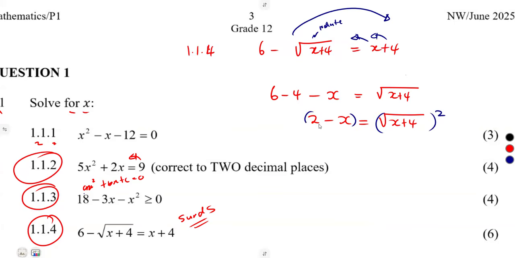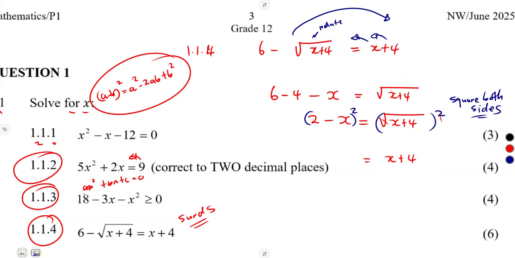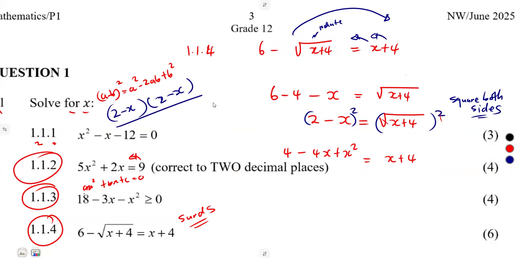squaring both sides. So we have to square both sides. All right, so this is the idea, which is going to give us x plus 4. Remember, this neutralizes, so that's x plus 4. And here you're going to square. Remember your a minus b squared. The square of a binomial is going to give us a squared minus 2ab plus b squared. So this was going to be 4 minus 4x plus x squared. Or simply expand the two brackets, 2 minus x into 2 minus x properly. This is what you're going to have at the end.